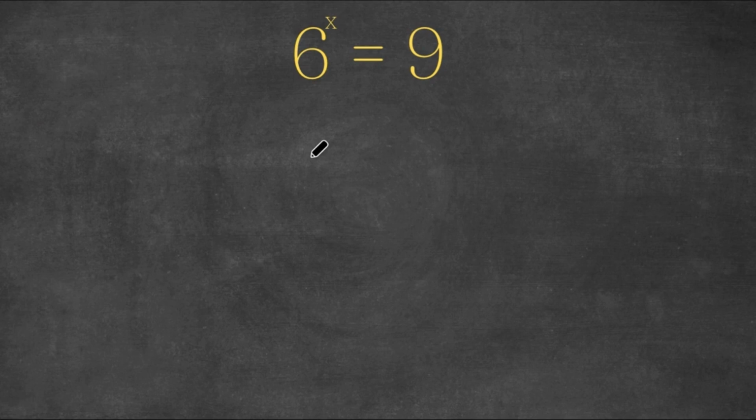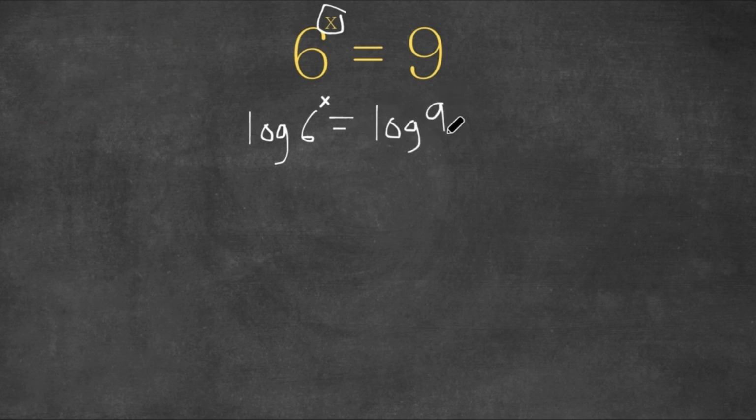In today's video, I'm going to be teaching you guys how to solve this exponential equation. So our equation here is 6 to the power of x equals 9. So we want to find our value of x here. So our first step is to take the log of both sides, or to multiply by log on both sides. So this gets us to log times 6 to the power of x equals log times 9.